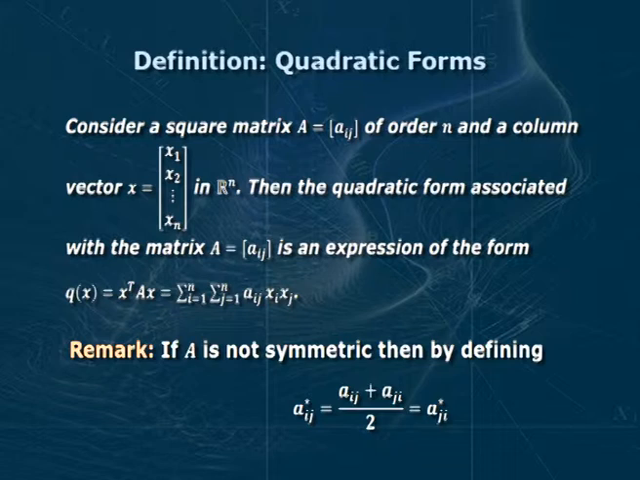Remark: if A is not symmetric, then by defining aij star as (aij + aji)/2, which is the same as aji star, we see that the quadratic form Q star(x) associated with the symmetric matrix A star = (aij star) is the same as the quadratic form Q(x) associated with the non-symmetric matrix A. This is the reason we may confine our attention to the study of quadratic forms associated with symmetric matrices only.